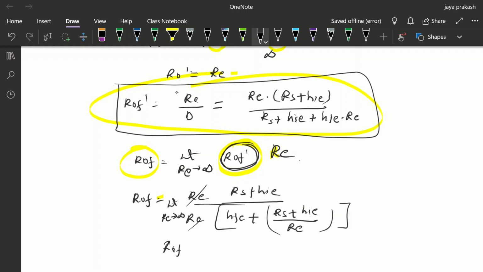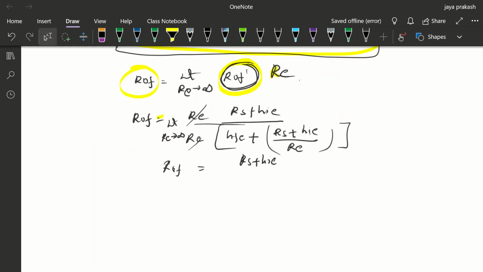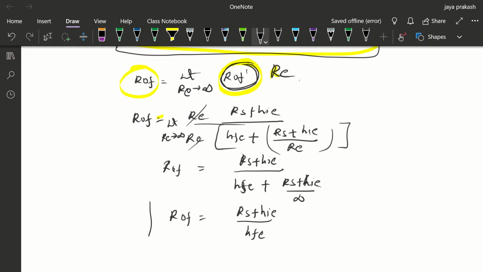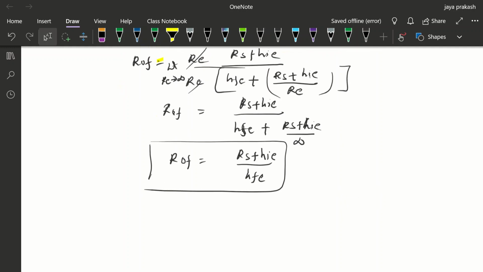So R naught F is equal to RS plus HIE divided by HFE plus RS plus HIE divided by infinite. Okay, so this R naught F is equal to RS plus HIE divided by HFE, right? So now we found the output impedance of the voltage series feedback amplifier, excluding the load resistance as well as including the load resistance.